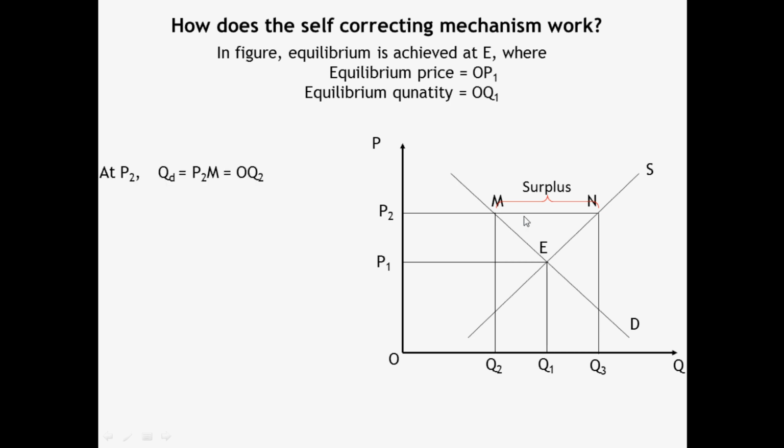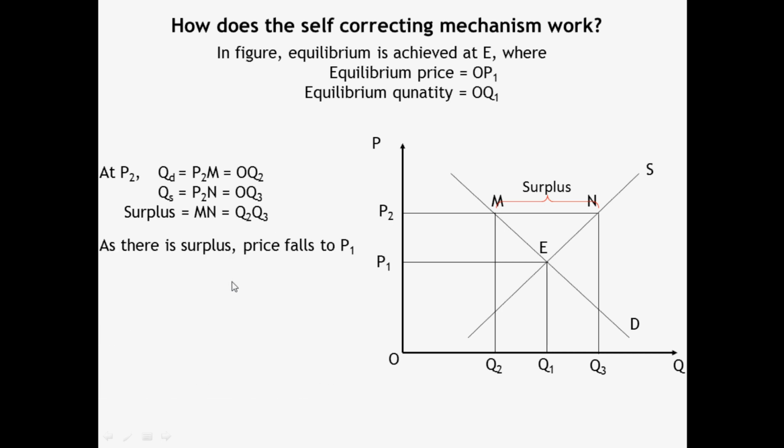I repeat, at P2 price, quantity demanded for the product is P2M or OQ2, and quantity supplied is P2N or OQ3. Since quantity supplied is greater than quantity demanded, there is surplus in the market by the amount MN or Q2Q3. And we know when there is surplus in the market, price tends to fall.